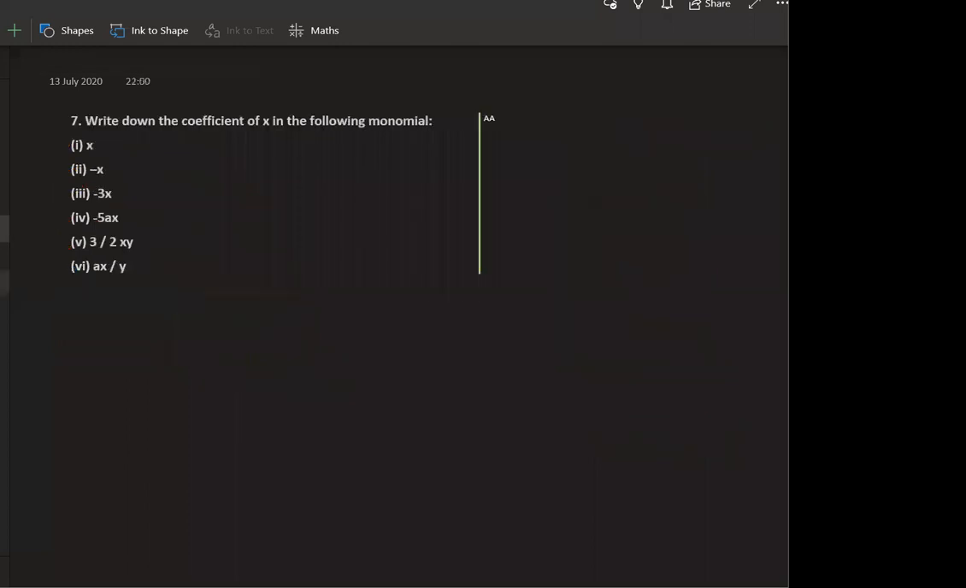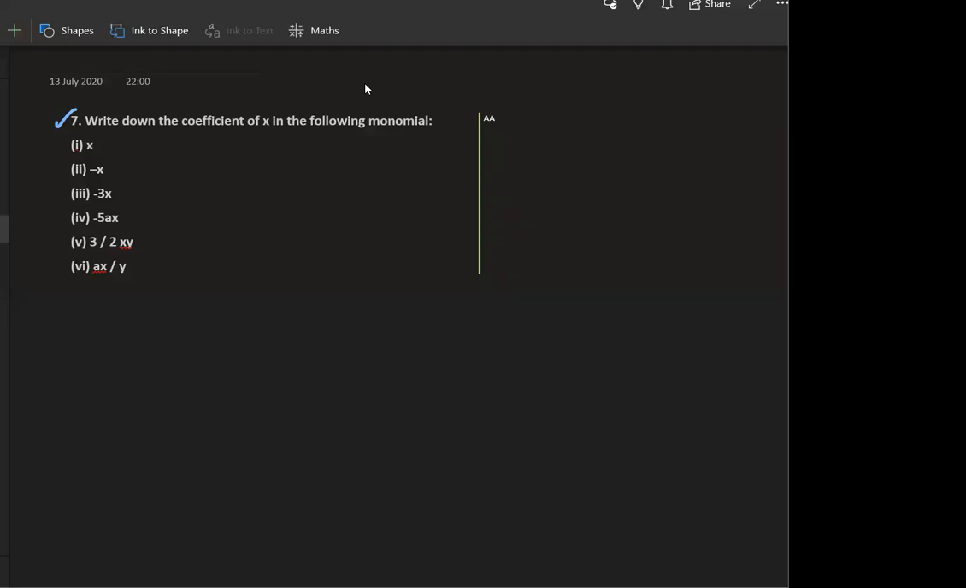Okay. Question 7 says write down the coefficient of x in the following monomial.